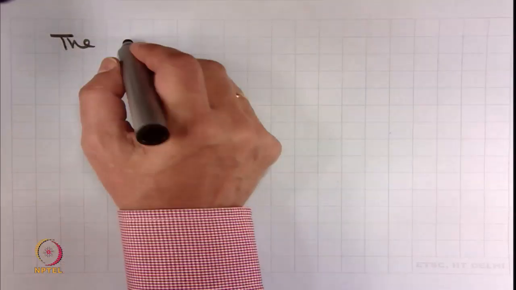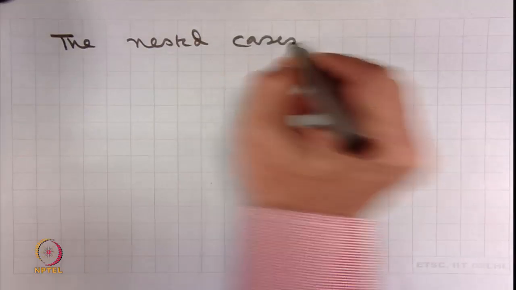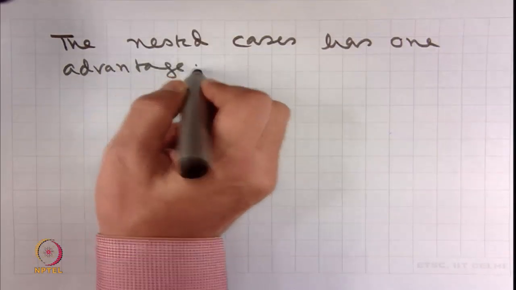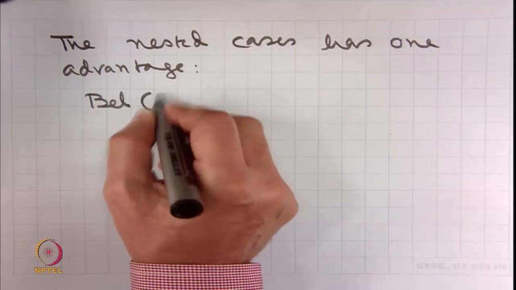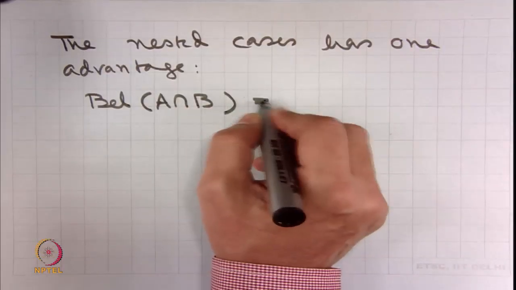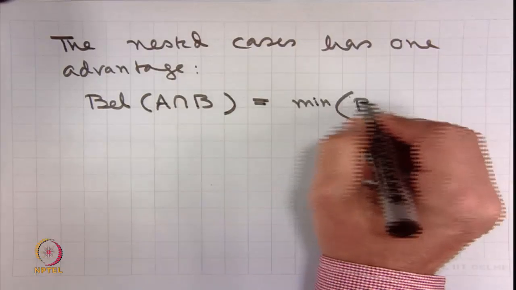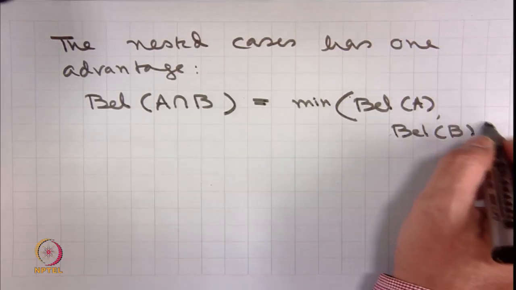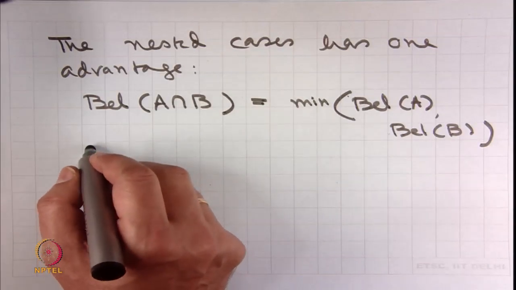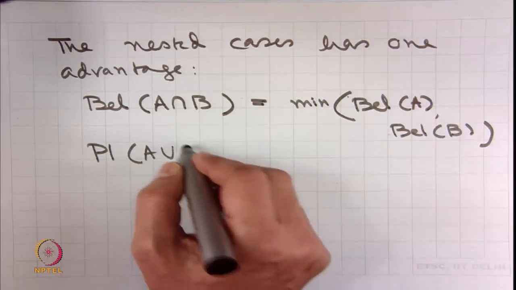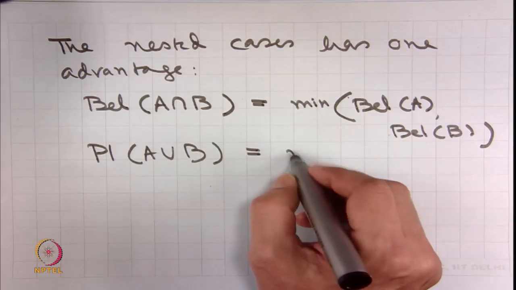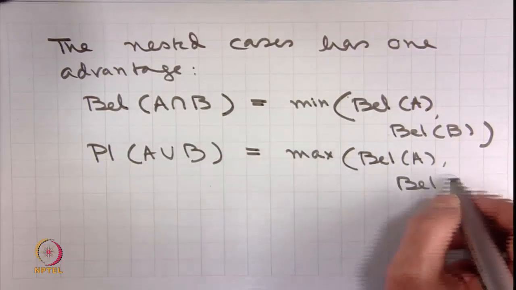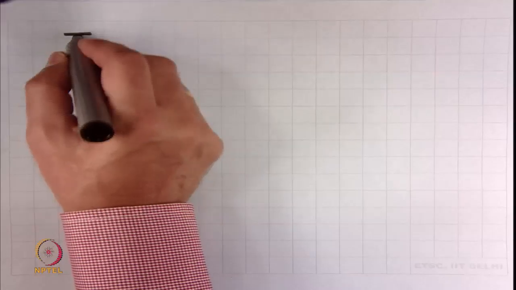The nested case has one advantage: belief of A intersection B is equal to the minimum of belief of A and belief of B, and plausibility of A union B is equal to the maximum of plausibility of A and plausibility of B. This is very easy to visualize.